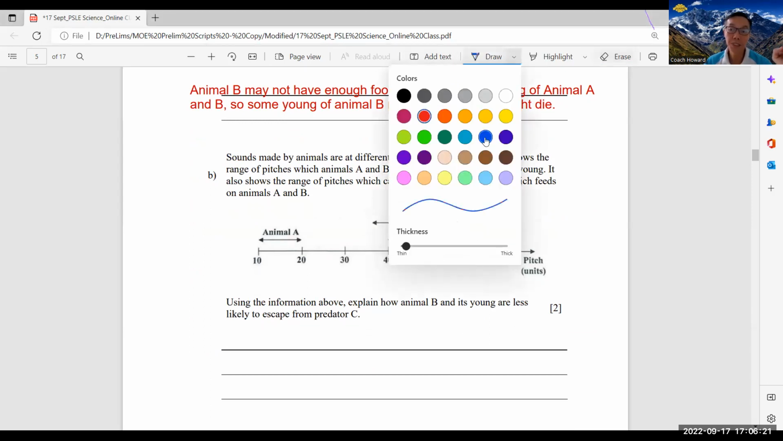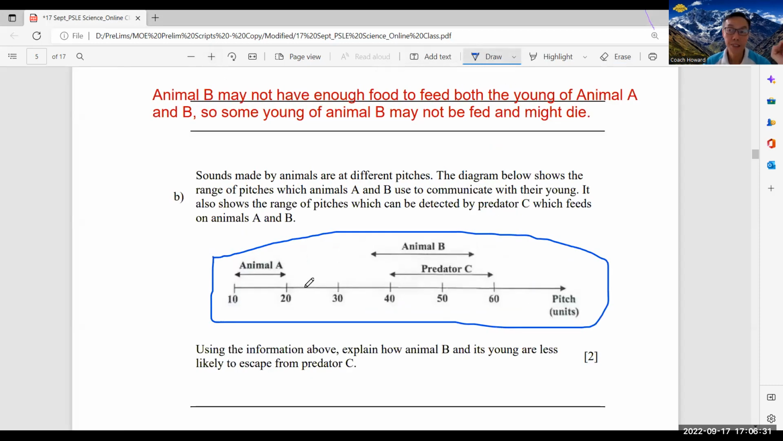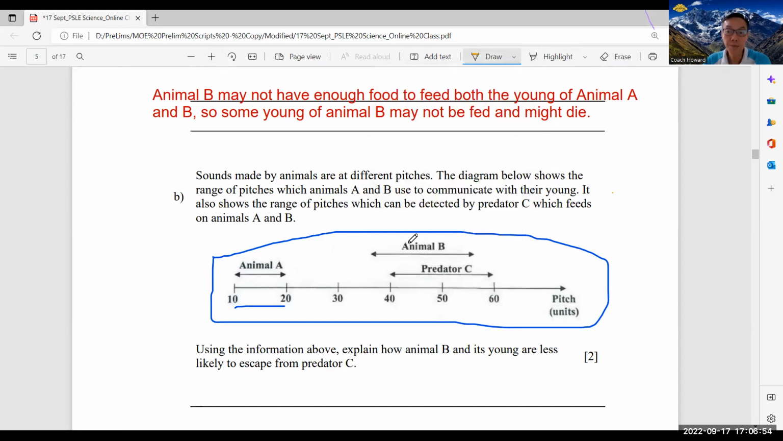Now I'm teaching you because some students do not know how to interpret this diagram. This diagram, which I enlarged slightly for you to understand. Different animals produce different frequencies. So animal A, when they communicate with each other, produces this range between 10 to 20 pitch. They use these units, maybe in hertz or kilohertz. Hertz is the frequency. But you see animal B, I use another color to show you. When animal B communicates, it ranges from here to here.